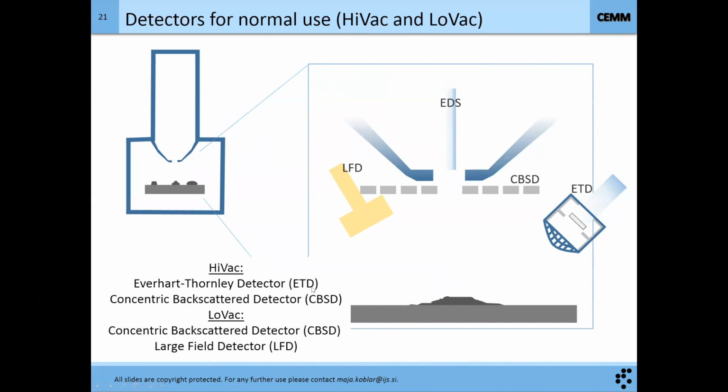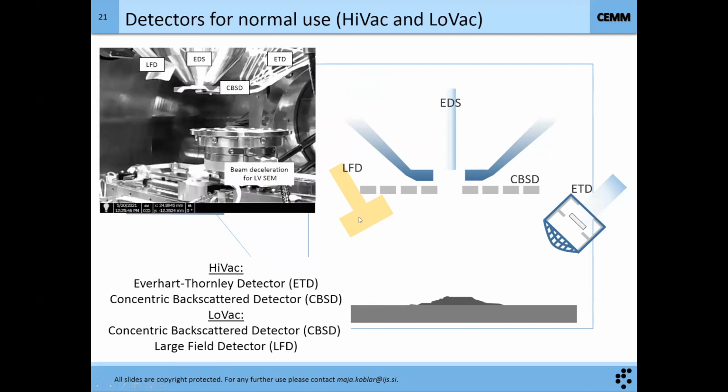For the high vac, you use the Everhart-Thornley and this one, the backscatter detector. But in the low vacuum, you cannot use the Everhart-Thornley because here you apply a high potential, so you speed up the electrons, and this can arc over if you have low vacuum. So you use this one, the large field detector. So again, you will always remember this image on the CCD, so you will know which detectors you have.